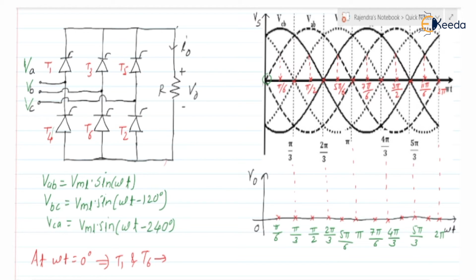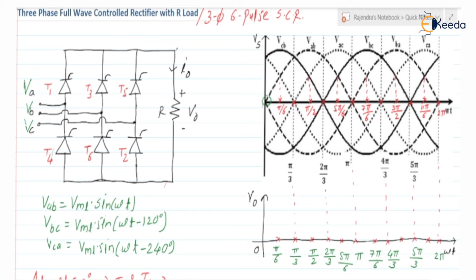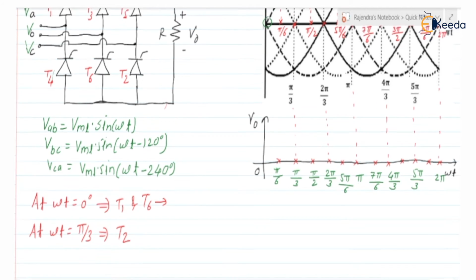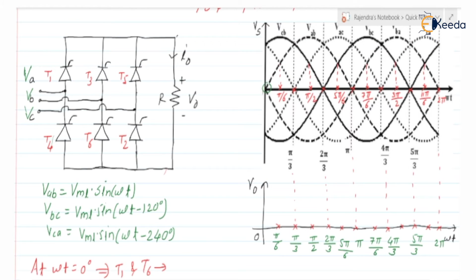Similarly, by keeping the same logic, after omega t is equal to pi by 3, meaning after this instant, the voltage VAC is switching into the positive values. In order to get the VAC in the output, we need to turn on T1 and T2. But out of that, T1 is already in the on state. So here we need to apply the gate signal to thyristor T2 at omega t is equal to pi by 3. Are you getting the point? Why have we applied the gate signal to thyristor T2 at pi by 3?